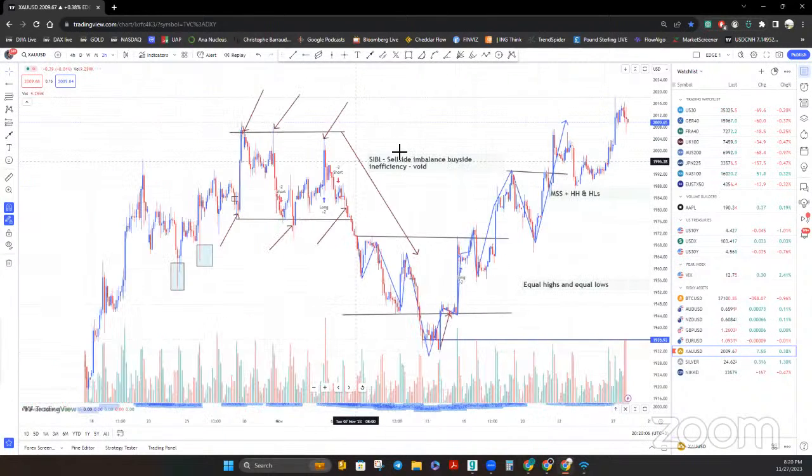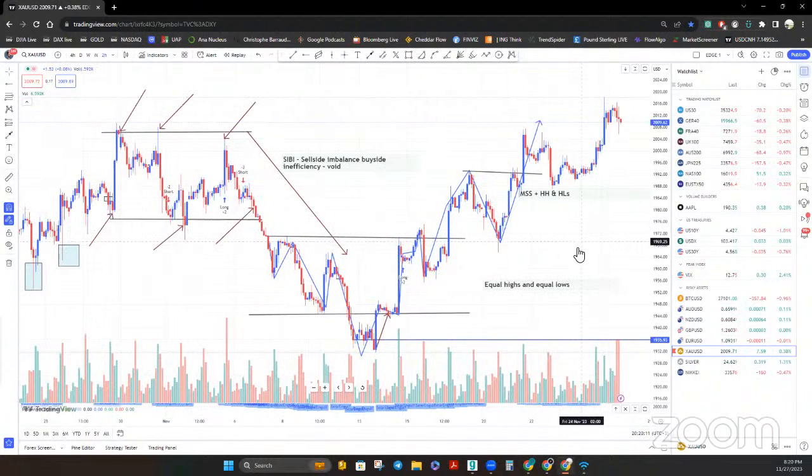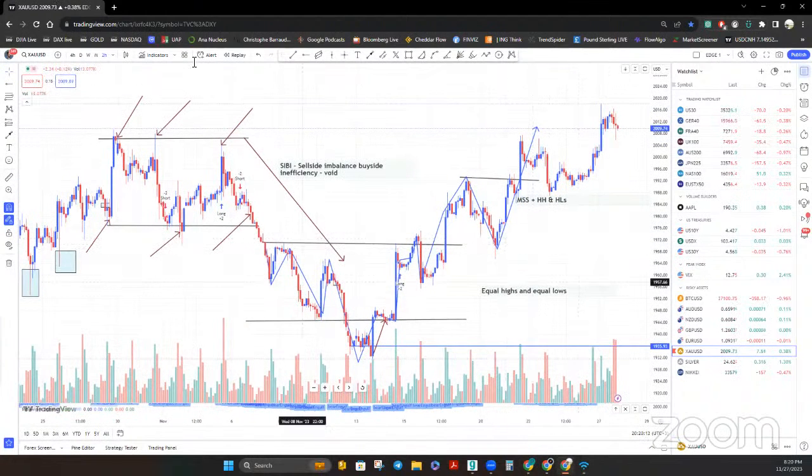Now it's easy for you to look for these examples on several charts. And of course, how you're looking for a trade in this case is that you're looking to buy into the void. If you have a sell side imbalance in the form of a buy side inefficiency, you're actually looking to buy into the void, right? Because the market will correct itself.